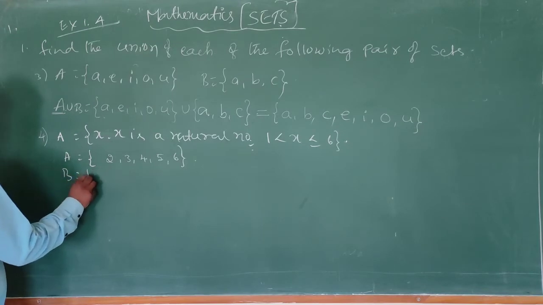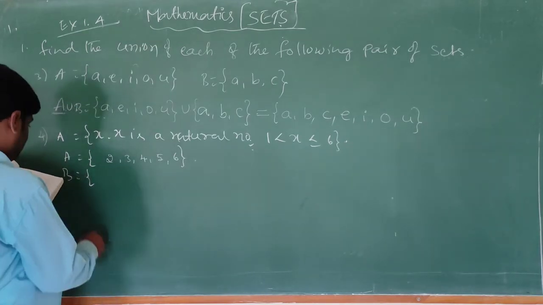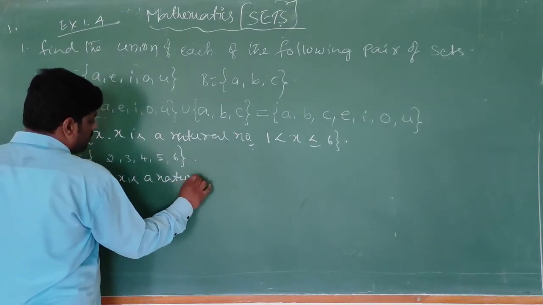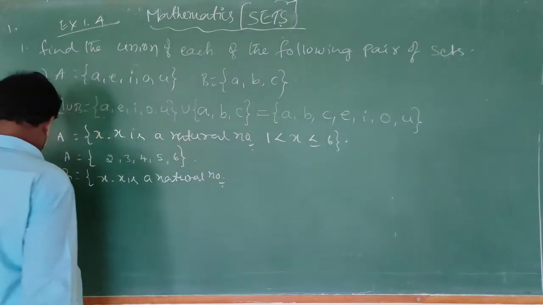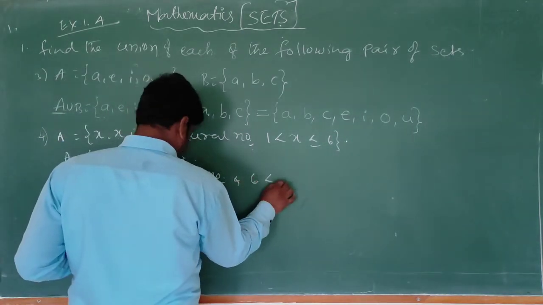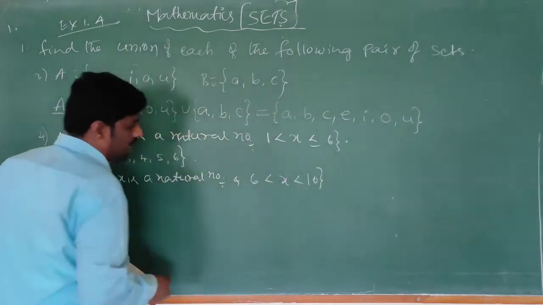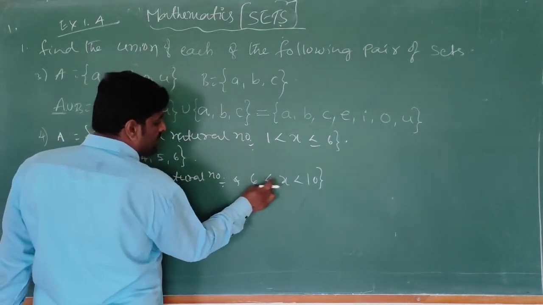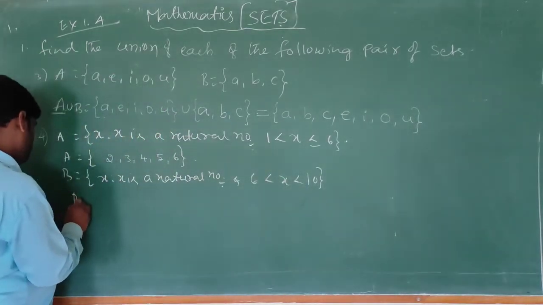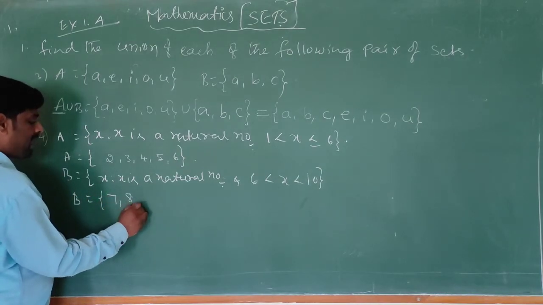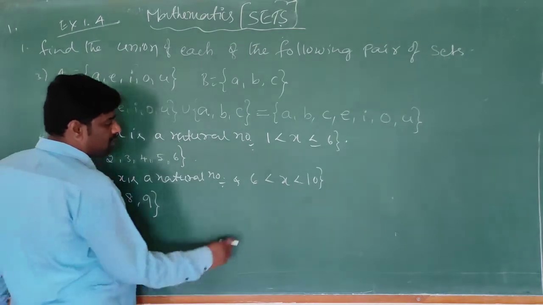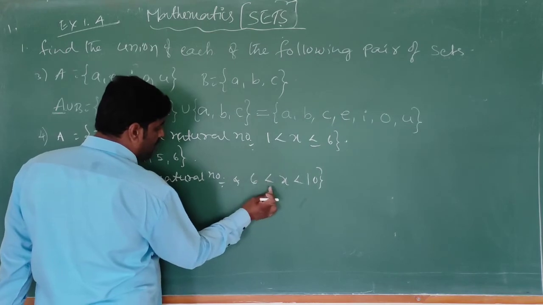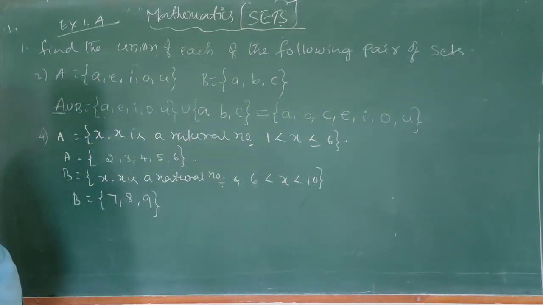Next, the B set is also in set builder form only: {x : x is a natural number and 6 less than x less than 10}. Here 6 is open, 10 is open, exclude 6 and exclude 10. So we should write 7, 8, 9.